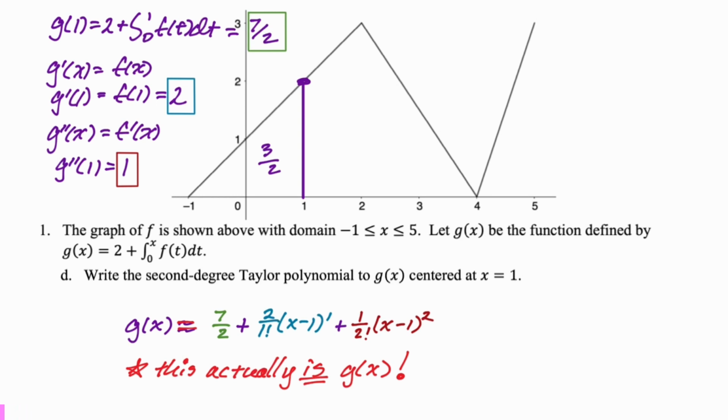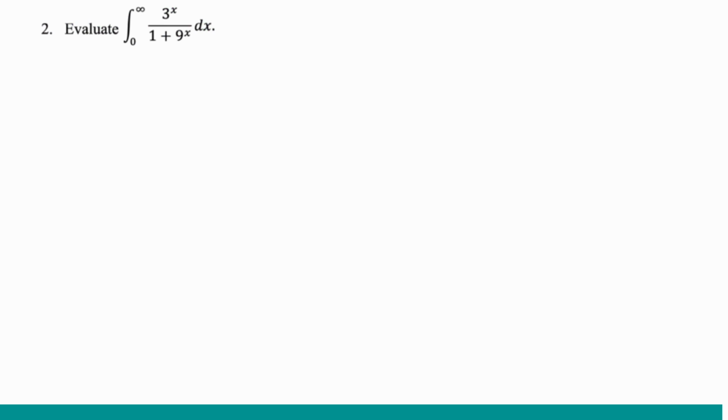All right, one more problem. We have to evaluate the integral from 0 to infinity of 3 to the x over 1 plus 9 to the x dx. This is an improper integral. So my first thought is this is either going to be a natural log or it's going to be arctan. Those are the two things that jump out at me. In this particular case, because 9 to the x is 3 squared to the x, which is the same as 3 to the x squared, I think this is definitely arctan.